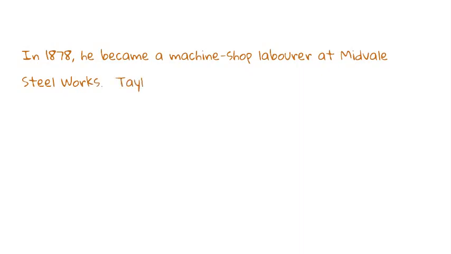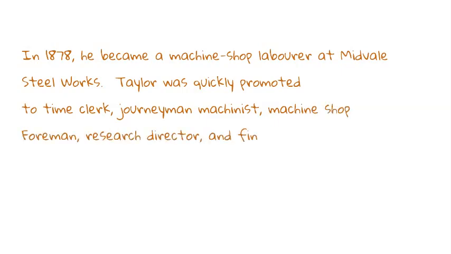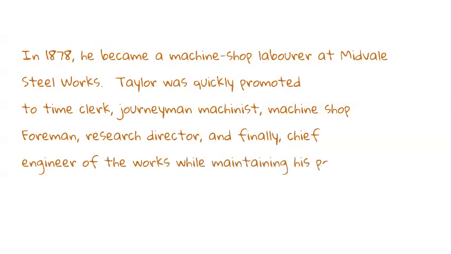In 1878, he became a machine shop laborer at Midvale Steel Works. Taylor was quickly promoted to time clerk, journeyman machinist, machine shop foreman, research director, and finally, chief engineer of the works while maintaining his position as machine shop foreman.